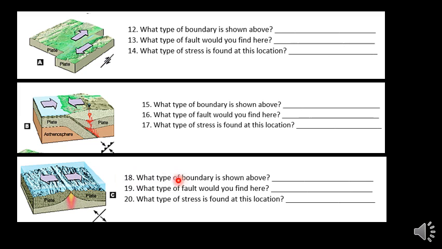So the boundary here would be divergence, and the fault would be a normal fault. Up here would be a thrust fault or reverse thrust fault. Hanging wall would be up. Down here, the hanging wall goes down. This is a normal fault, and again, the stress is extensional.